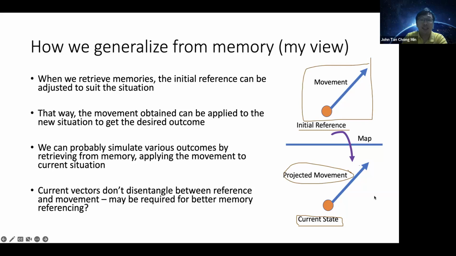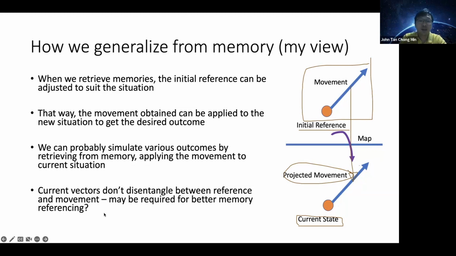In this case, the movement is the same because the reference map should be one-to-one. I can map the reference to the current state in a one-to-one map, and the movement may also be mapped directly. So you can then apply the same movements for the cup.